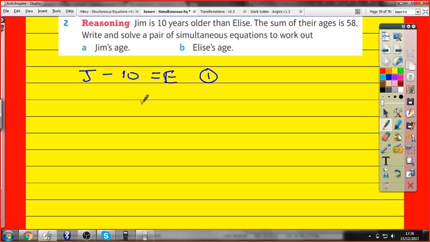So write out a pair of simultaneous equations to work out Jim's age. The sum of ages is 58. So you could do, one of them could literally just be, you need to do 58 divided by 2. That would only work if they were the same age. And we know they're not the same age. How could you write it in terms of J and E? Because you literally just did it by trial and error.